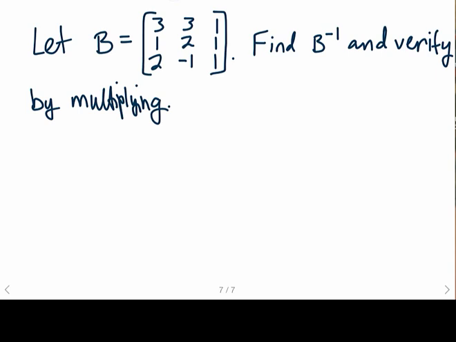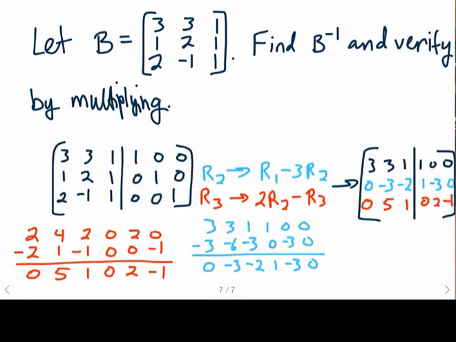For our next example, let B be a 3 by 3 matrix: 3, 3, 1, 1, 2, 1, 2, negative 1, 1. Find B inverse and verify by multiplying. Go ahead and pause the video and do that. So I've replaced row 2 by row 1 minus 3 times row 2. I've replaced row 3 by 2 times row 2 minus row 3. I end up with 3, 3, 1, 1, 0, 0, 0, negative 3, negative 2, 1, negative 3, 0, and 0, 5, 1, 0, 2, negative 1.